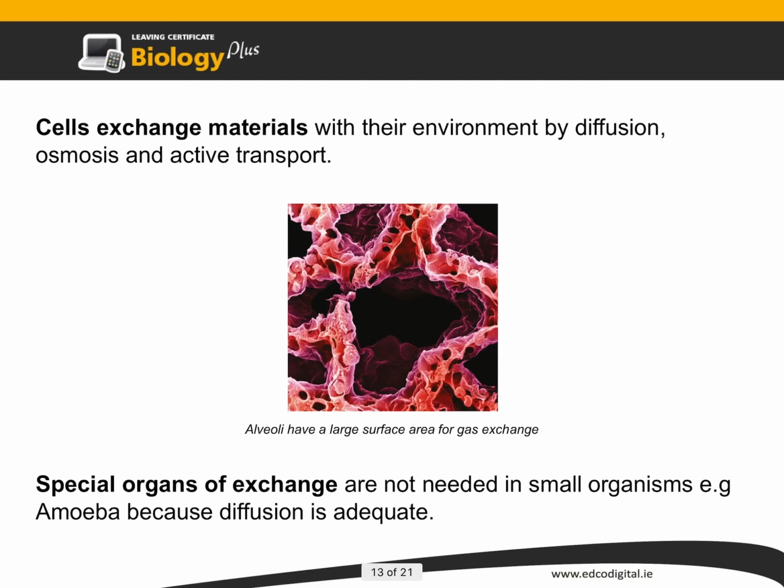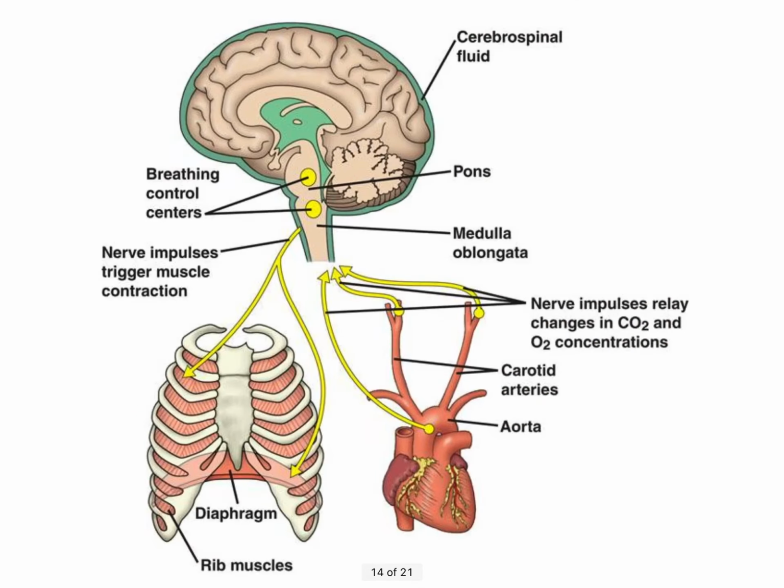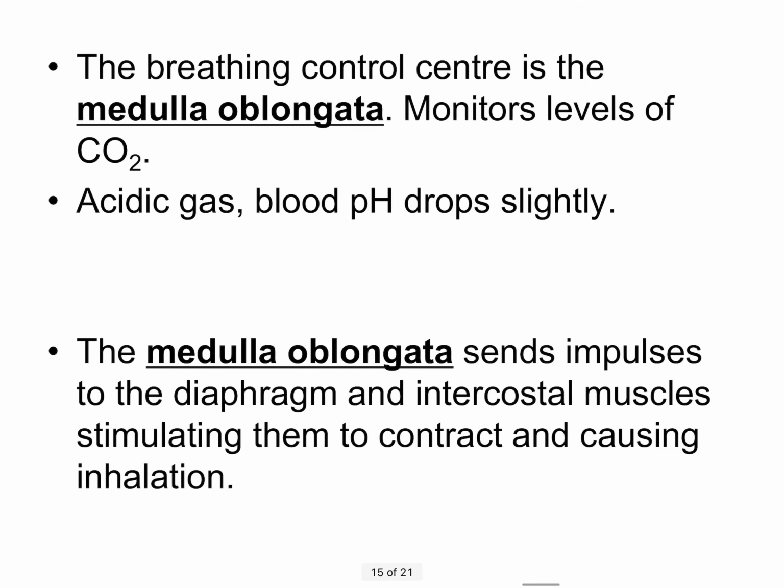Now, cells exchange materials with their environment by diffusion. We talked earlier, remember, about the blood plasma coming out through the capillaries, making extracellular fluid, and that the glucose and the oxygen can diffuse into the cells, and then carbon dioxide and water vapor would diffuse across from the cells into the extracellular fluid. So diffusion, osmosis, and active transport, very important. Special organs of exchange are not needed in smaller organisms, like amoeba, for instance, because diffusion is adequate there. But we do need organs like our lungs and excretory organs to exchange materials when you're more complicated.